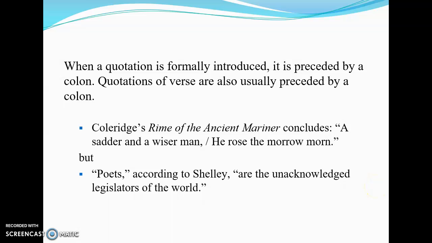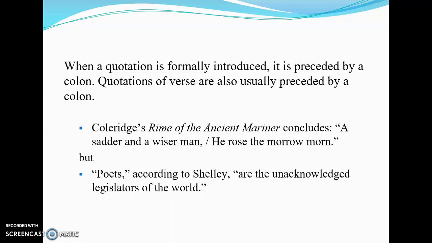When a quotation is formally introduced, it is preceded by a colon. Quotations of verse are also usually preceded by a colon. Here you have two examples. Coleridge's Rime of the Ancient Mariner concludes: open quotation, a sadder and a wiser man, comma, slash, because this is a verse from a poetry. So that denotes that the next line comes below. But since we have only two lines taken up here, we use a slash to represent the two verses. He rose the morrow morn.